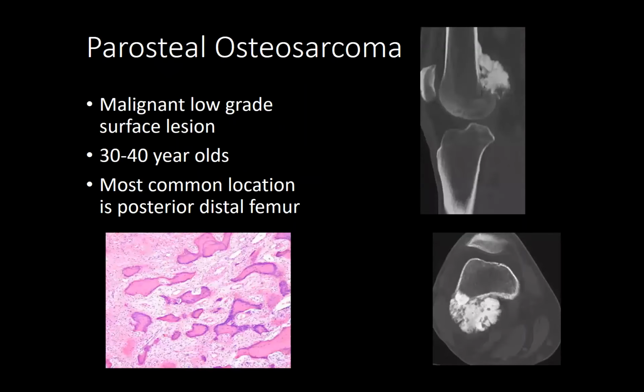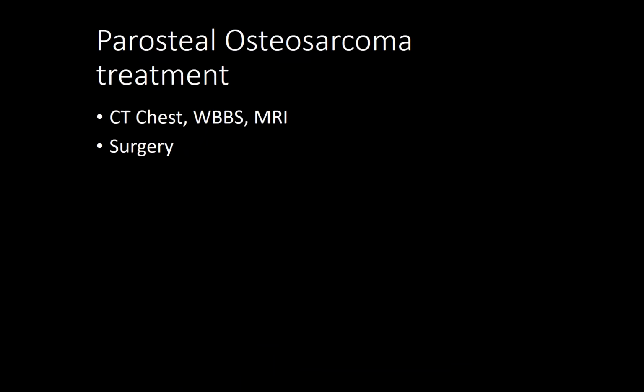Parosteal osteosarcoma is a type of osteosarcoma that is low grade. It's a surface lesion. They don't get chemotherapy. Most common location is the posterior distal femur. And again, it has a lower grade appearance, though the pathologist would have to tell you that. I couldn't tell you that's low grade or high grade, but it has this stuck-on appearance. It's usually the back of the femur. And the treatment for that is the same staging, but just surgery.